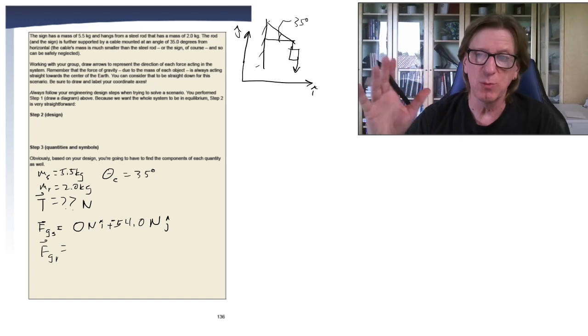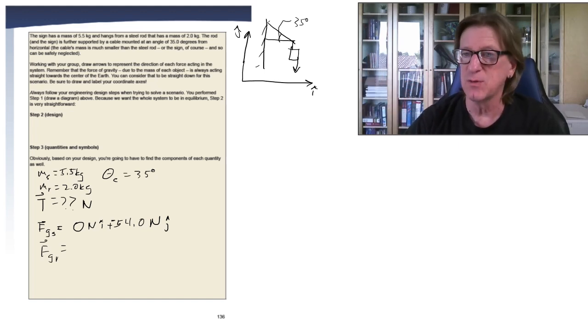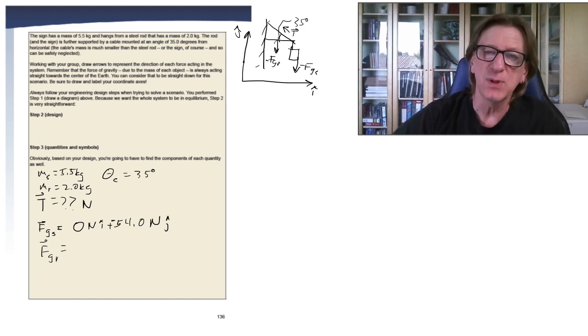Remember, our first step when we're working in 2 dimensions is to put every single force into components. Well, let's do the same thing with our rod here. So our rod is hanging down this way. This is the force of gravity on our rod. This is the force of gravity on our sign. And for completeness, we'll say that that's t. And then we said this was minus and this was minus. Okay, so let's find that vector for the rod.